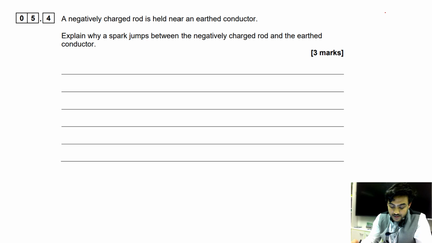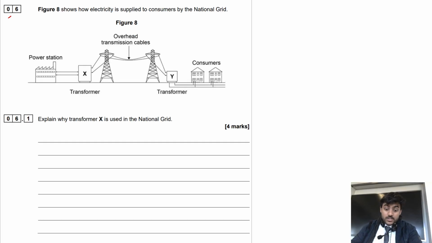5.4. A negatively charged rod is held near an earth conductor. Question 6. Figure 8 shows how electricity is supplied to consumers by the national grid. National grid is a series of cables and pylons that take electricity from power stations to the consumers. Explain why transformer X is used in the national grid.